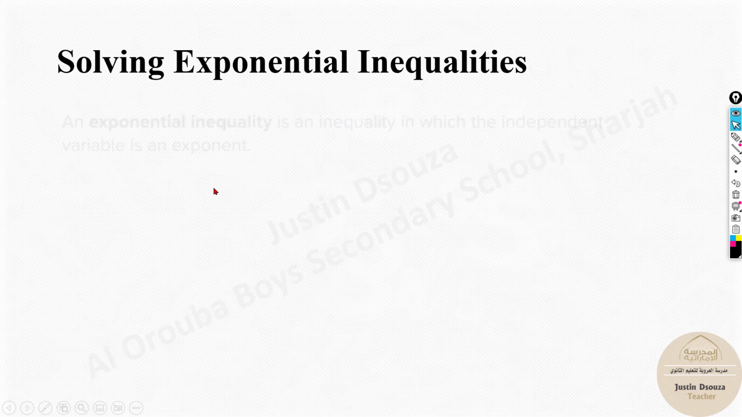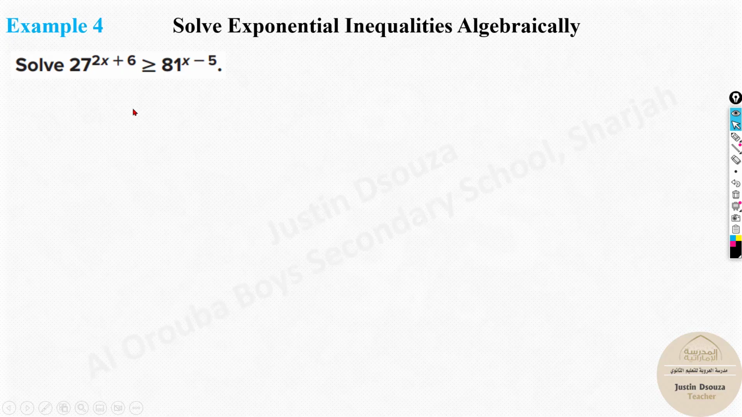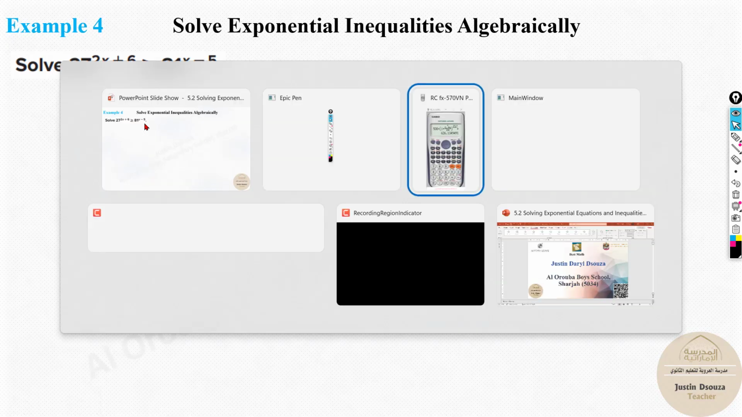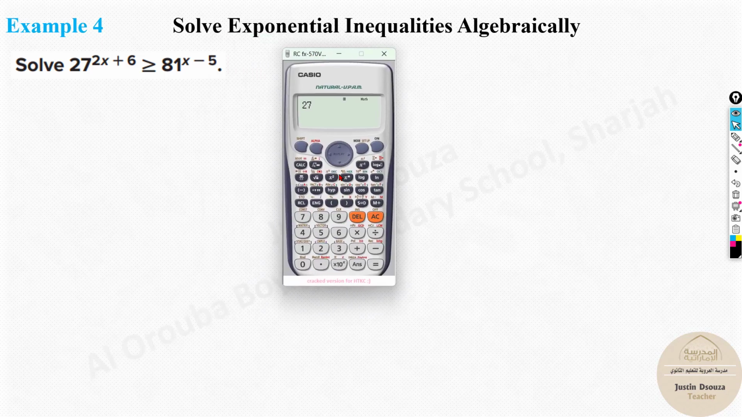Now we will solve exponential inequalities. Again, it's very basic, very simple. It's just that you will have an inequality sign. We must be careful while solving inequalities, because you can't just put this in the calculator and get the answer. Let me just show you. I will put this directly in the calculator now. 27 to the power 2x plus 6 equals 81 to the power x minus 5.